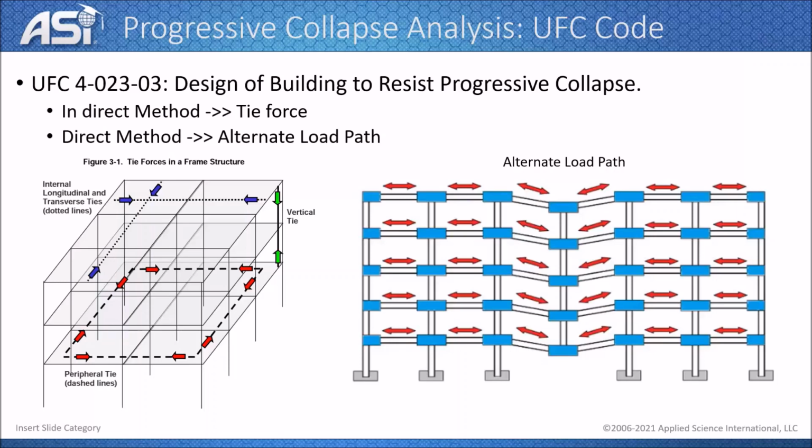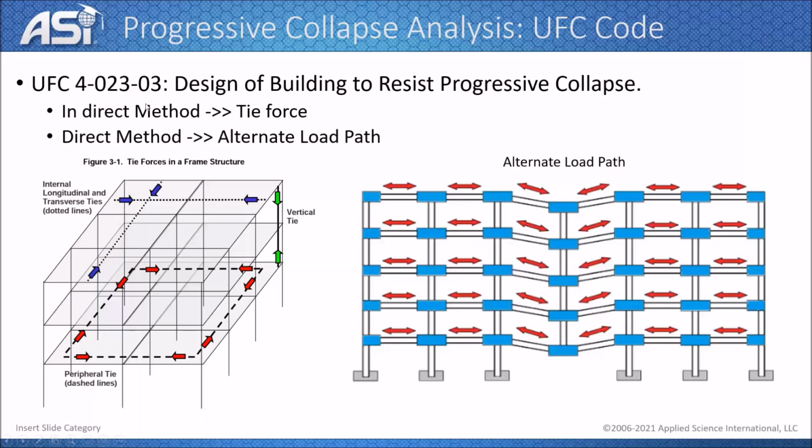There are many codes that speak about progressive collapse analysis, but the most famous one is the UFC code, which is UFC 4-023-03, Design of Buildings to Resist Progressive Collapse. And actually, the code describes two methods for the designer to use to do a progressive collapse analysis.